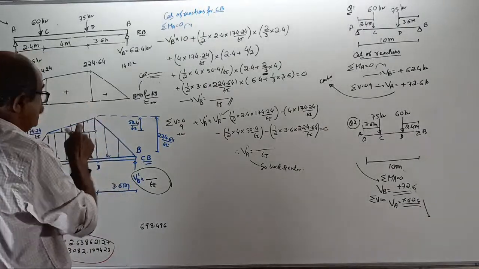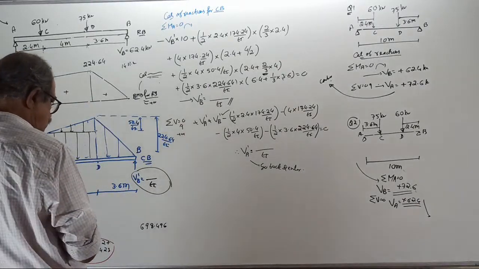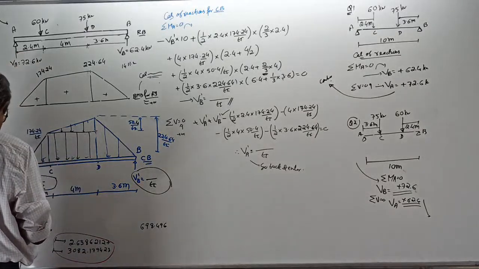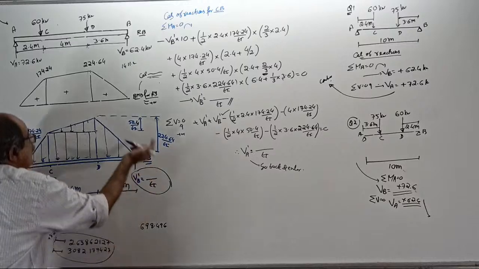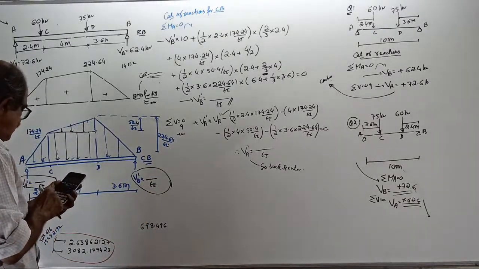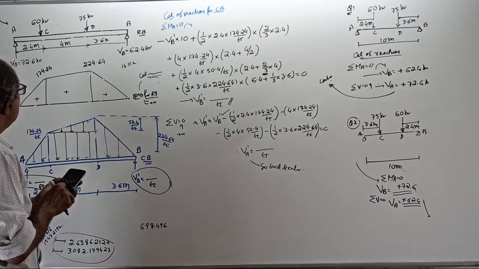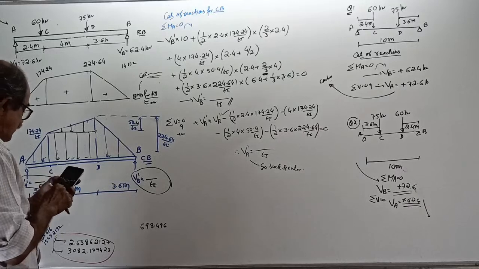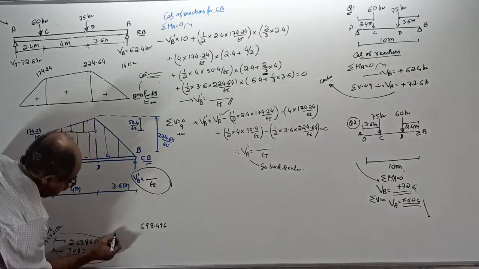To reaction 62.4. From this side, -698.496 plus 62.4 into 3.6 square divided by 2. 294.144.